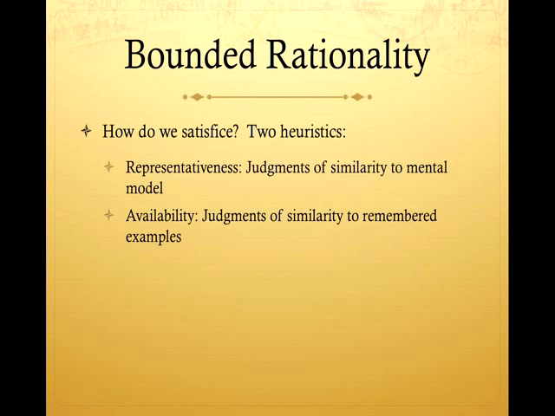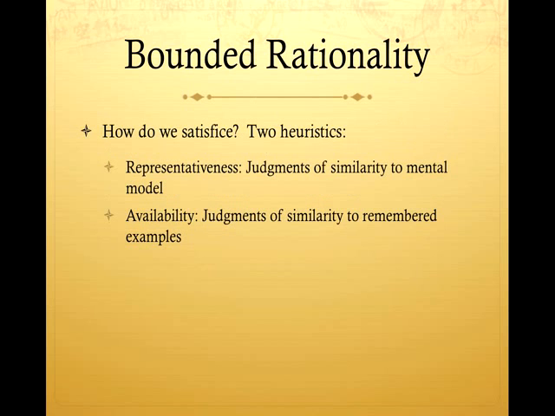So how do we satisfy? We mostly satisfy with two heuristics. So there's representativeness. We look at the decisions and see how much they match our mental model of the way the world should work. So how representative is this of my previous choices? My model of what I normally do.